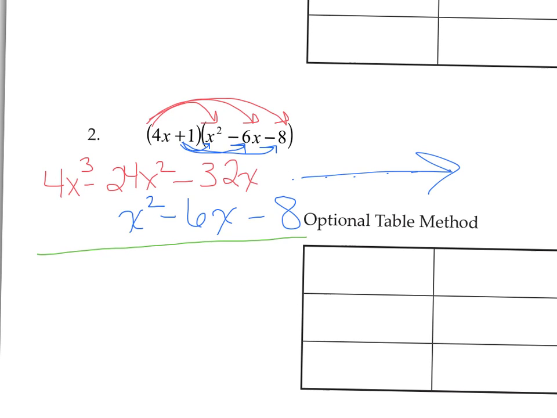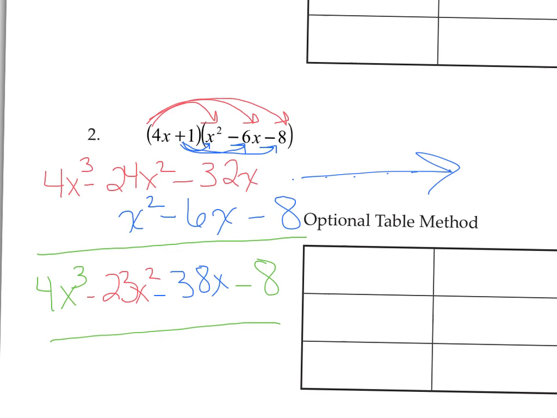So I'll have a 4x cubed, and then I'm going to add negative 24x squared, and positive 1x squared makes negative 23x squared. Negative 32 and negative 6x make negative 38x, and then just this negative 8 down here on the end. And we're done. So that's not too bad.